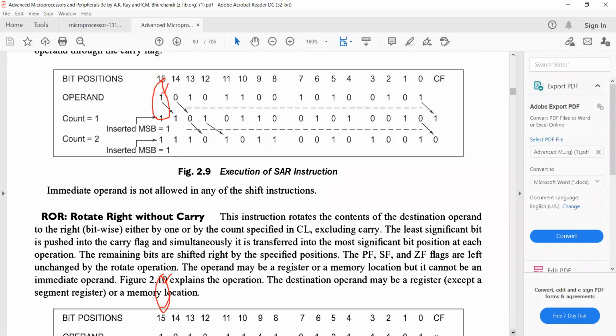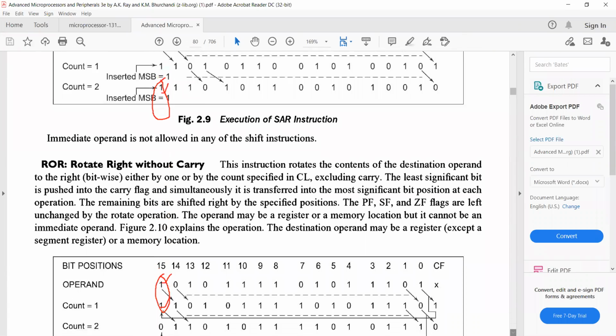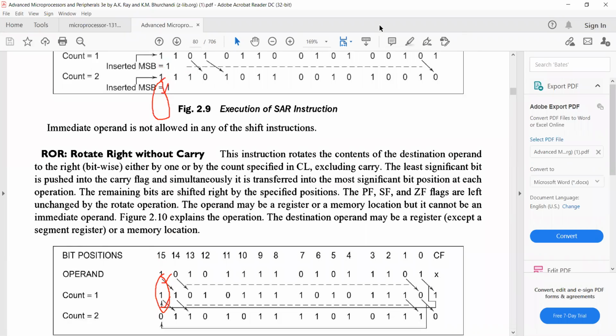The next important instruction is rotate right without carry. The name itself indicates the type of operation that is performed here. What does that indicate? I'll let you know. Rotate right without carry means the entire set of bits will be rotated right without the carry bit.